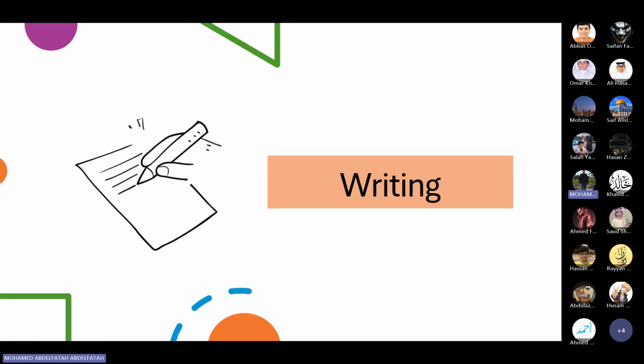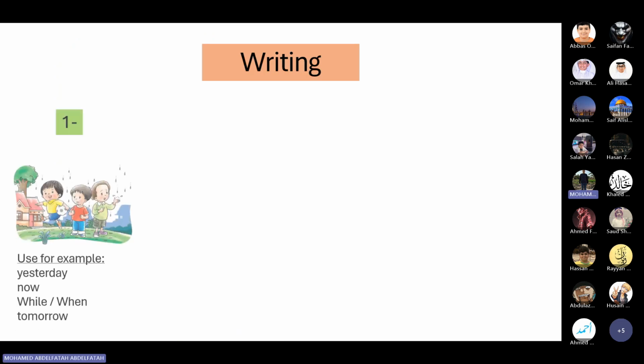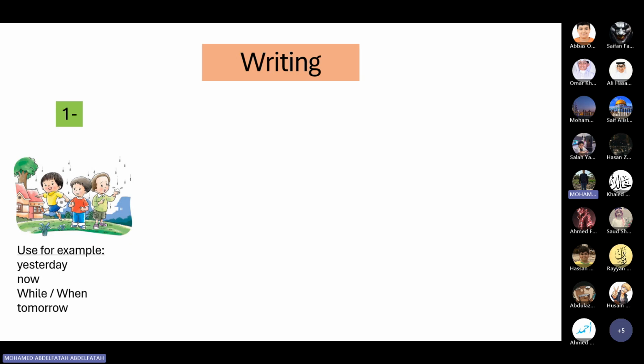So let's get started. Just to remind you that today we will have only writing. Yesterday's lesson was about listening and reading, and today we are going to handle writing. Today we are going to learn how to deal with the writing question. There are 3 types of writing that will come in your coming exam. This is type number 1. You will see a picture and you have to write a simple sentence describing this picture.